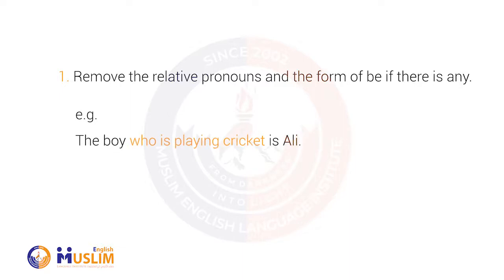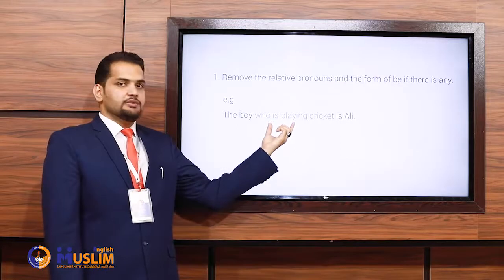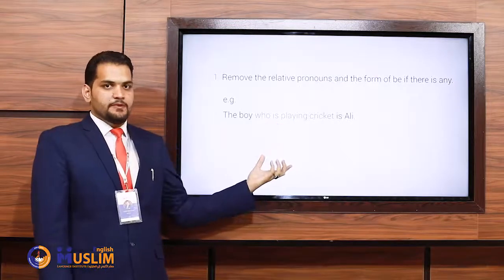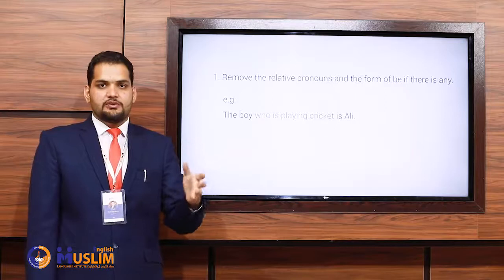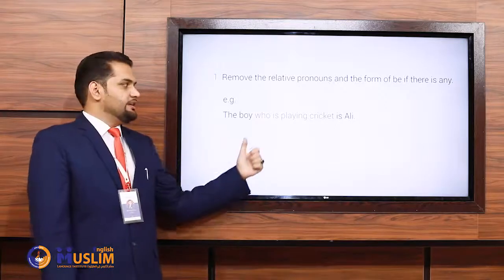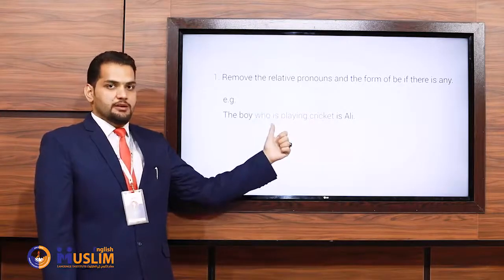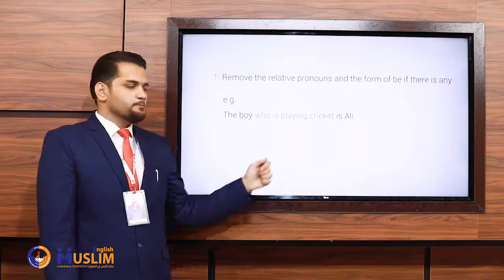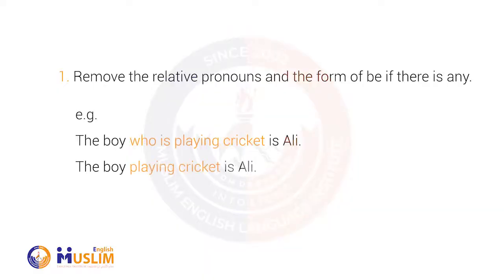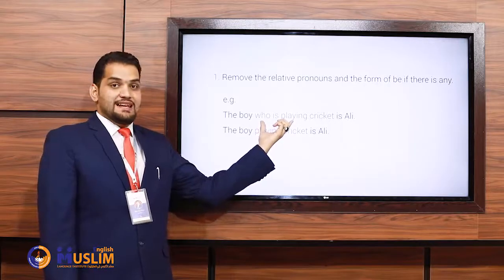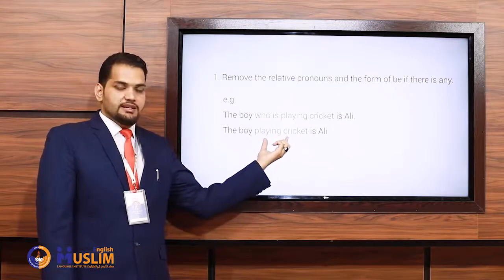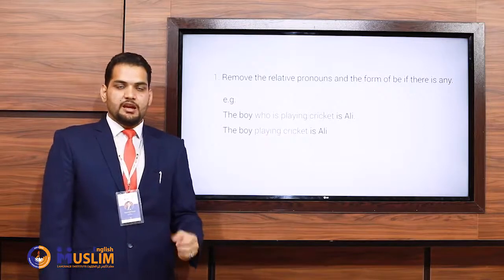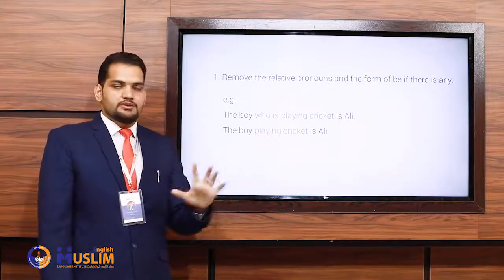For example, the boy who is playing cricket is Ali. Now in this sentence, the adjective clause is who is playing cricket. If you want to reduce it to an adjective phrase or reduced adjective clause, you have to first remove the relative pronoun. And since we have a to be verb here, remove it as well. What do we have? The boy playing cricket is Ali. Who is playing cricket? It is an adjective clause. But playing cricket is an adjective phrase. Remember, the meaning is the same. There is no difference in the meaning.